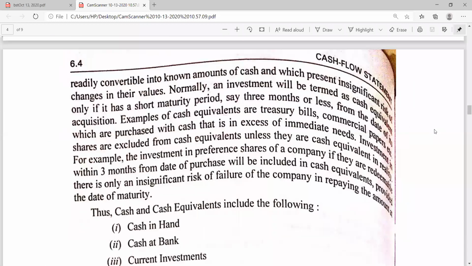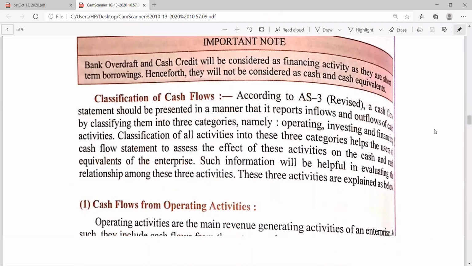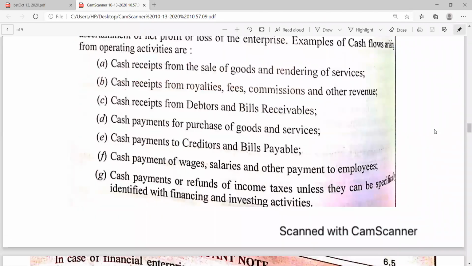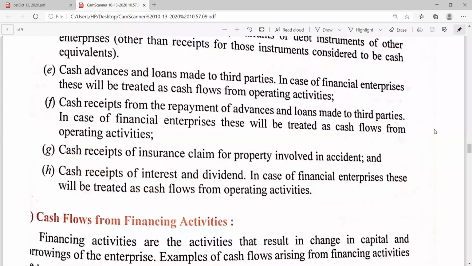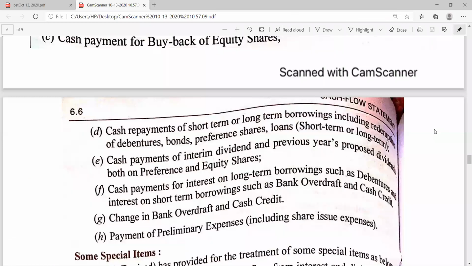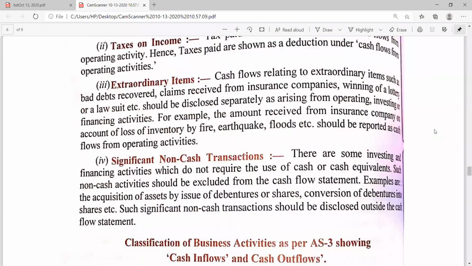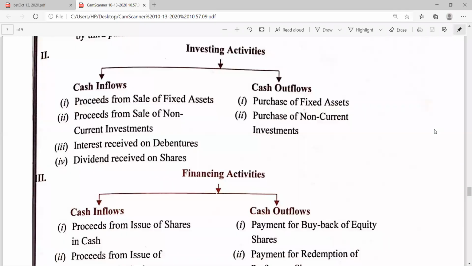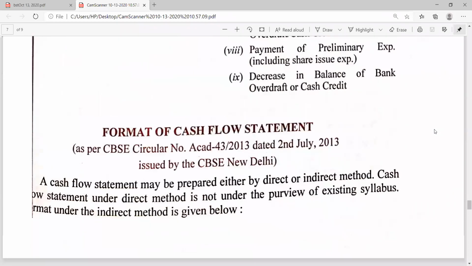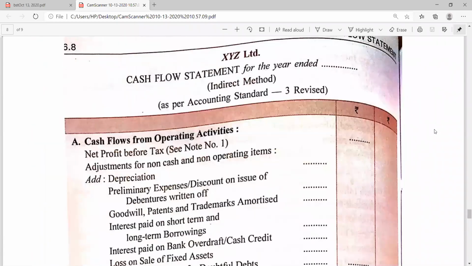What is the procedure? I'll not explain this procedure because you will get confused. I am just going to the format of cash flow statement straightforward. Let's see the format first, then we will elaborate all these three activities that you find. Just let's have a look at the cash flow statement that is to be prepared as per Accounting Standard 3. See, I'm scrolling the screen.